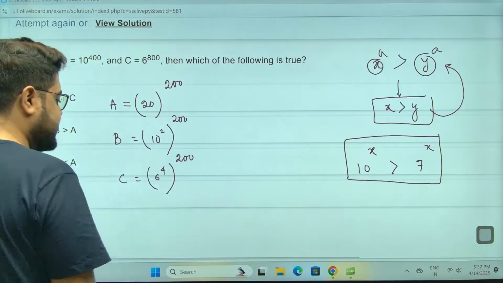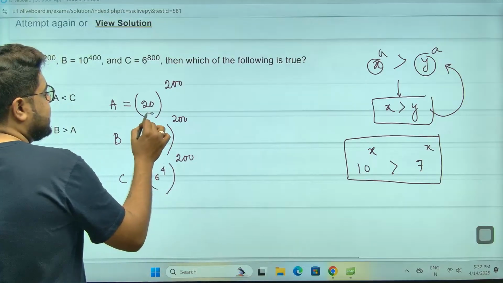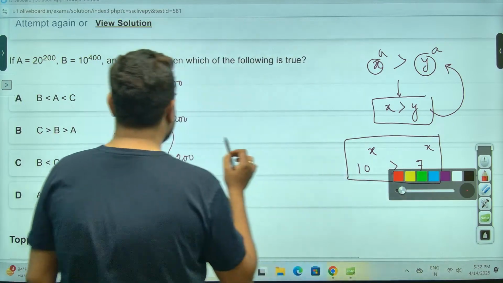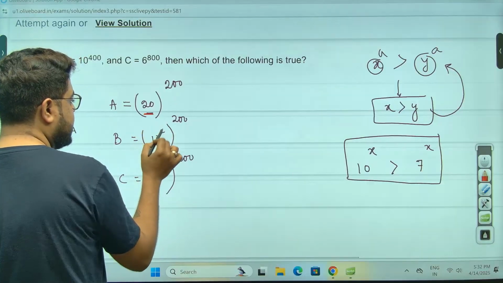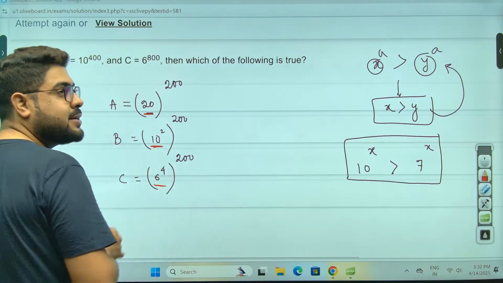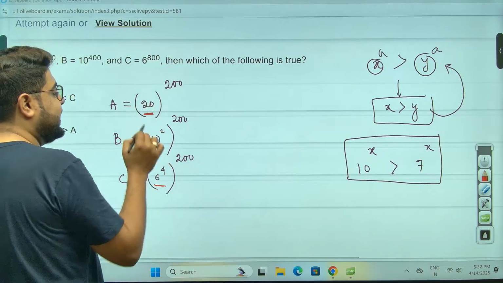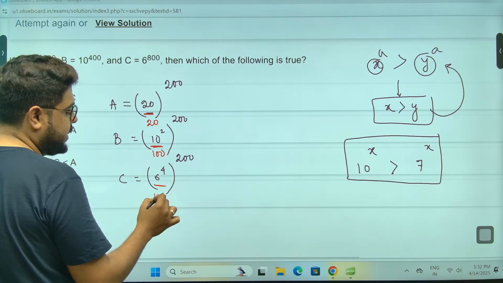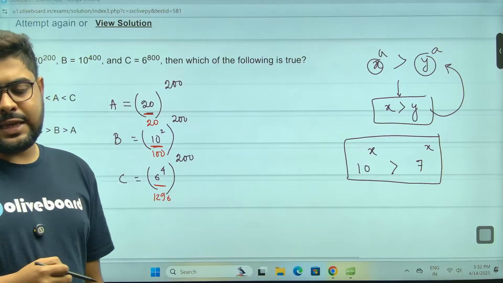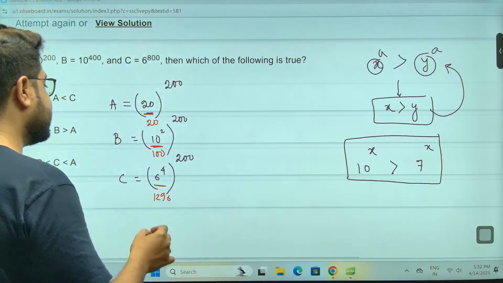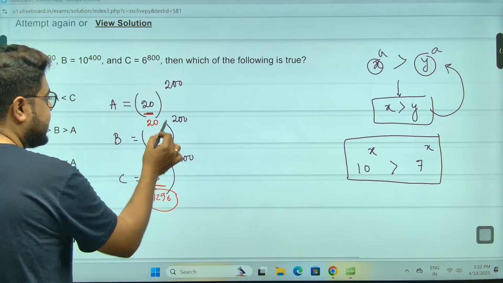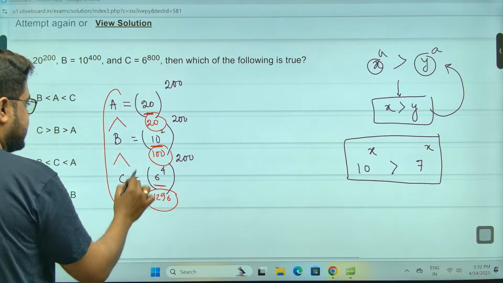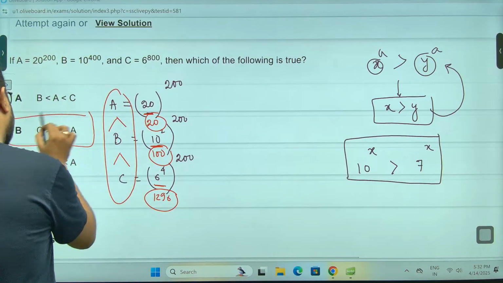Now you tell me, which one is greater? This is 20, this is 100. And this is 6 to the power 4, meaning 1296, 36 squared. B is greater, then comes this, then this. So C will be greatest, then B, then A. That is your answer: CBA.